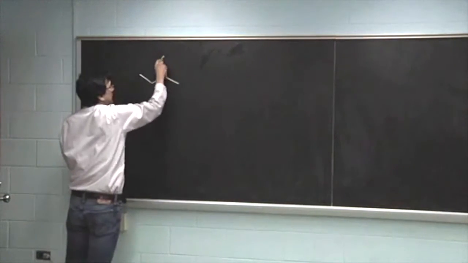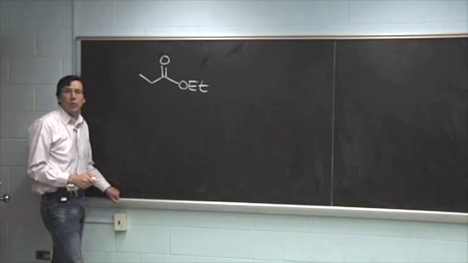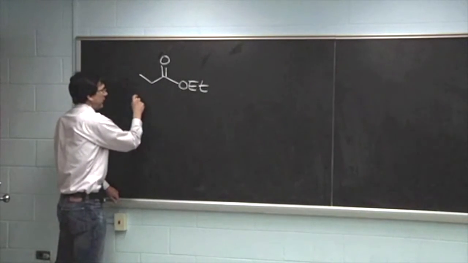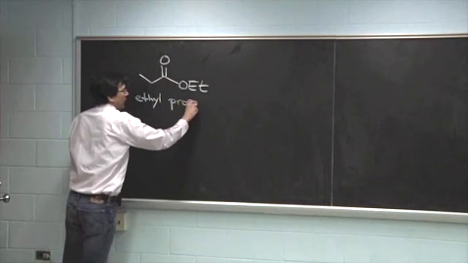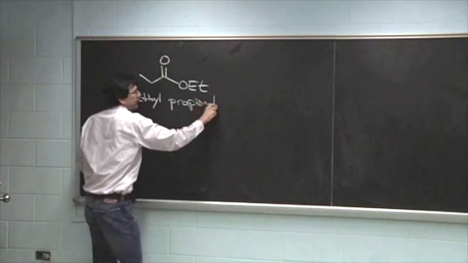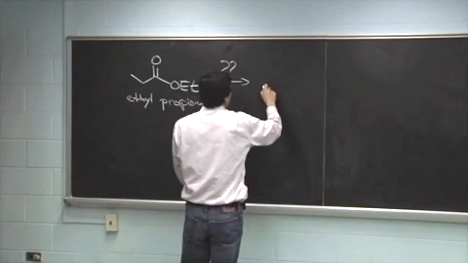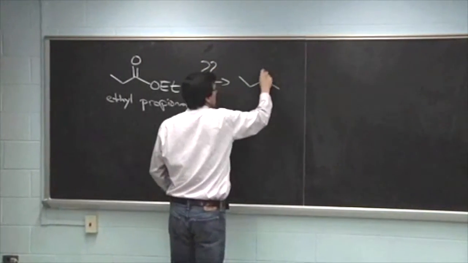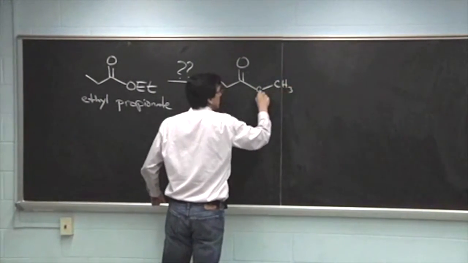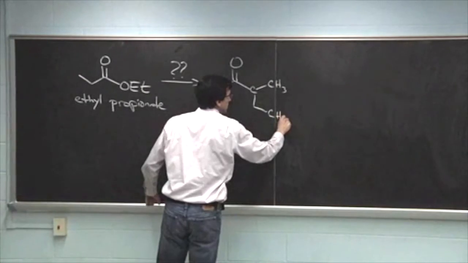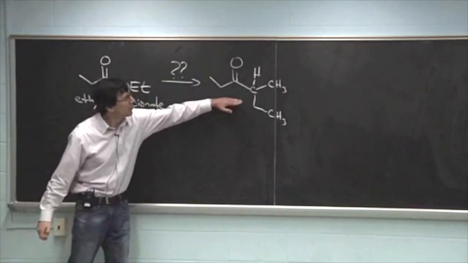In this particular case, let's see if we can figure out how one might convert this starting ester, ethyl propionate, into the following product. This ketone shown here.